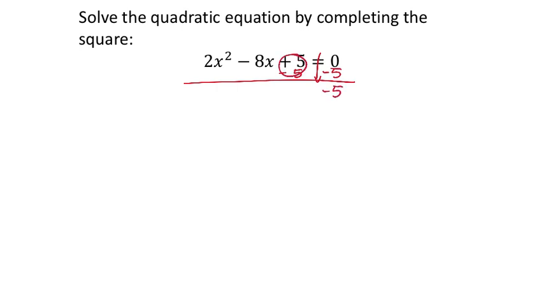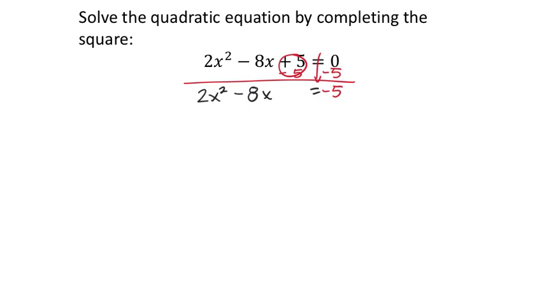And that zeroes that out as planned. But now I've got 2x squared minus 8x equals negative 5. And yep, remember, I'm keeping this space here because I want to complete the square and make that a perfect square trinomial. And I will pretend to enjoy doing it.